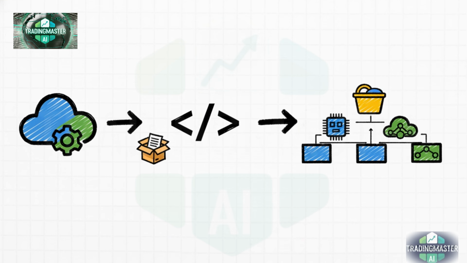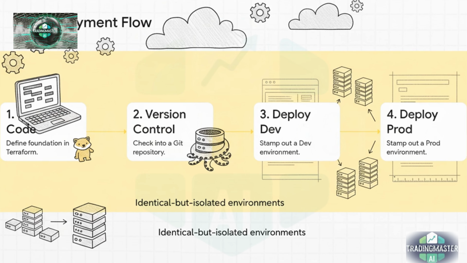Google even provides a robust Terraform provider and publishes a Terraform example foundation, which is a fantastic starting point that uses these exact principles. And this just perfectly shows the power of IaC. You define your entire foundation one time, in code, and you check it into a Git repository. And from that single source of truth, you can reliably and consistently stamp out identical but totally isolated environments.